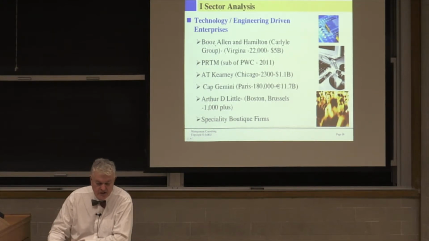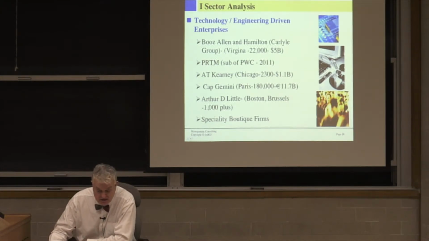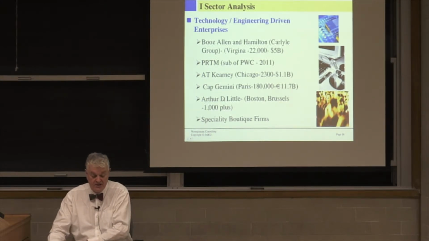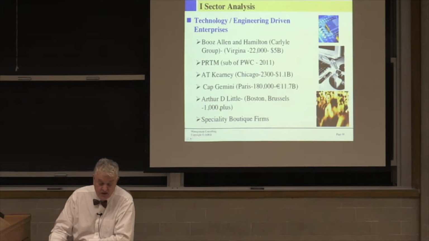This is some dollar figures. Booz Allen out of the United States, part of the Carlyle Group, $5 billion revenue. PRTM, which is part of PricewaterhouseCoopers. I don't have a number here, interesting. But A.T. Kearney, $1 billion, $1.1 billion. Capgemini, $11 billion, 180,000 employees out of Paris. Arthur D. Little, 1,000 plus employees out of Boston and Brussels, and so on.